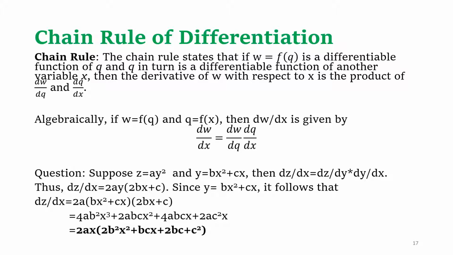Now suppose we have z equals a y squared and y equals b x squared plus c x, right? Then dz/dx equals what? dz/dy multiplied by dy/dx, right? dz/dy multiplied by dy/dx. Thus, dz/dx equals what? 2ay, right? Times 2bx plus c. Since y equals b x squared plus c x, follow that this one equals that. Then if you expand, you're going to have this, okay?